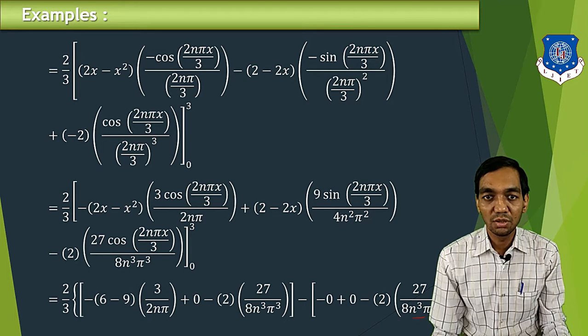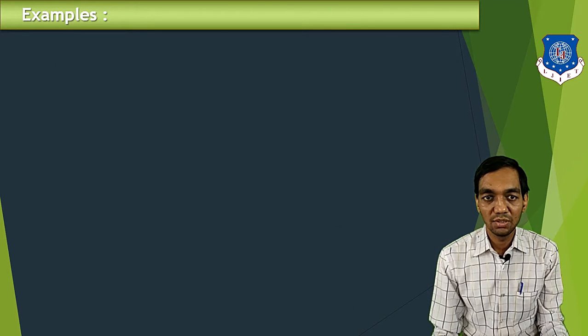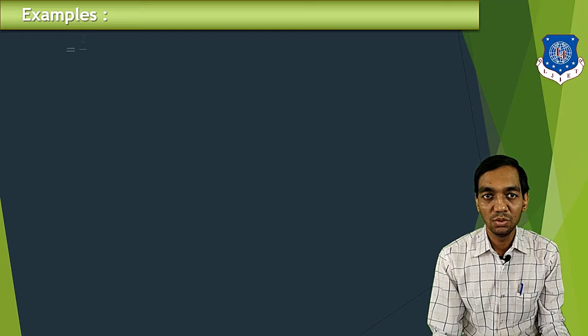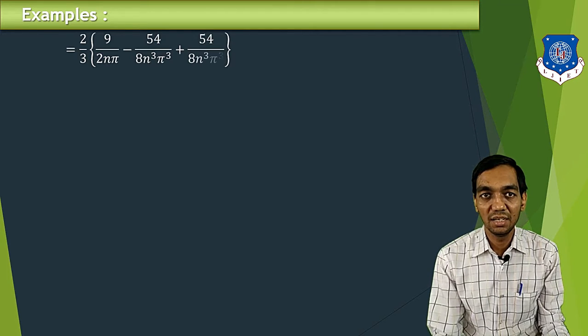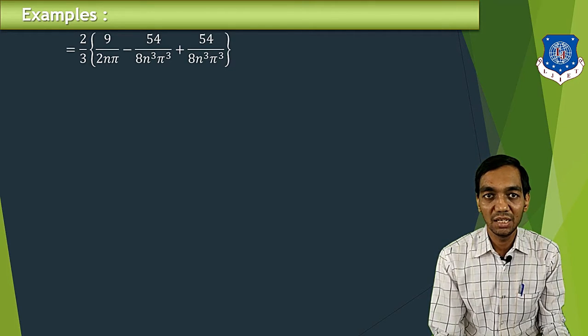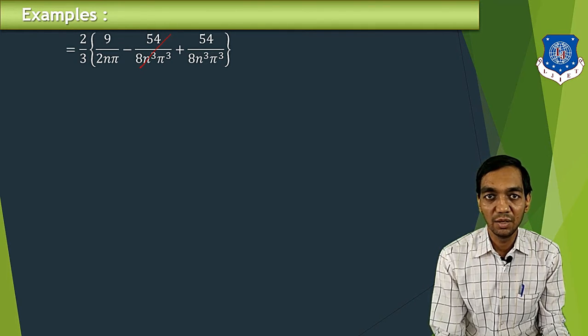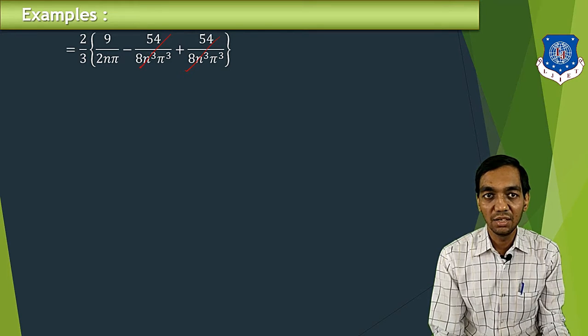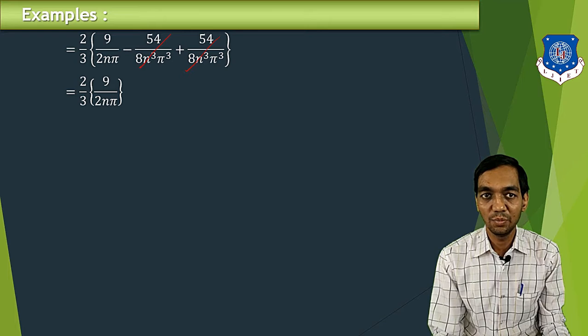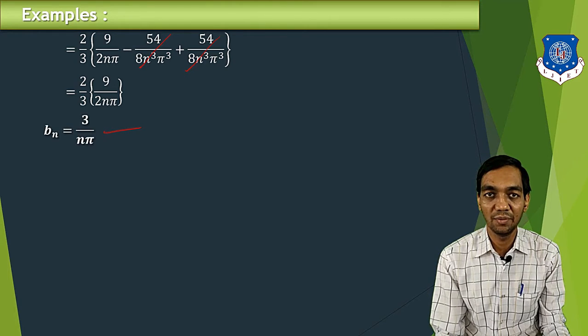Now simplify all. Simplifying these terms, that will give you 2 by 3 into 9 upon 2n pi minus 54 upon 8n cube pi cube plus 54 upon 8n cube pi cube. So minus and plus will be cancelled out and you will have 2 by 3 into 9 by 2n pi. So simplifying this term, that will give you bn is equal to 3 upon n pi.